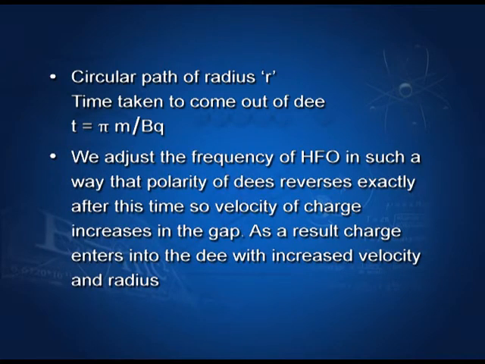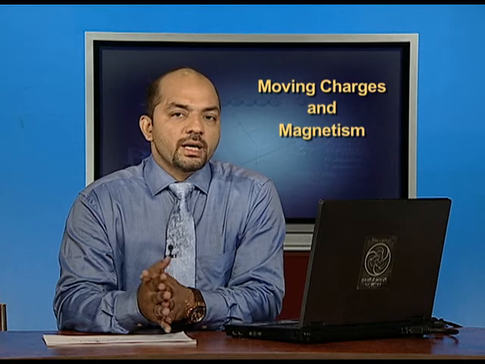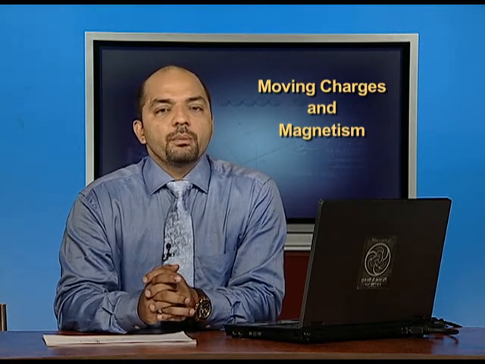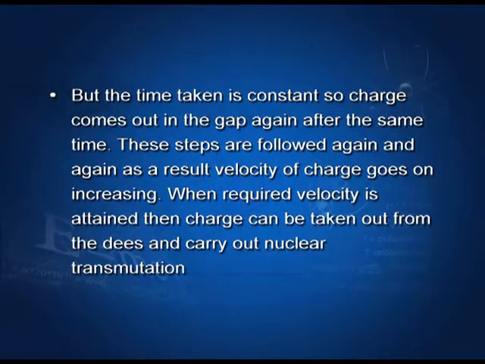We adjust the frequency of the high frequency oscillator in such a way that the polarity of the Ds reverses exactly after this time. So, velocity of the charge increases in the gap because of the electric force. As a result, the charge enters into another D with increased velocity. As velocity and radius are directly proportional to each other, the charge describes a bigger radius of the circle. But the time taken is constant, which is independent of velocity and the radius. So, the charge comes out in the gap exactly after the same time. Once again, the polarity of the Ds is reversed using the high frequency oscillator and velocity increases. These steps are followed again and again. As a result, velocity of the charge goes on increasing. When the required velocity is attained, the charge can be taken out from the Ds to carry out some nuclear transmutations.